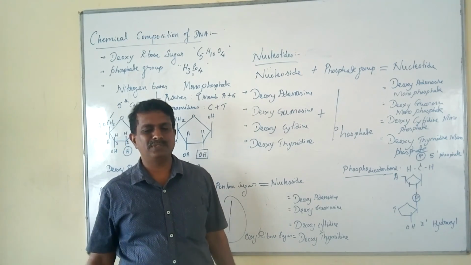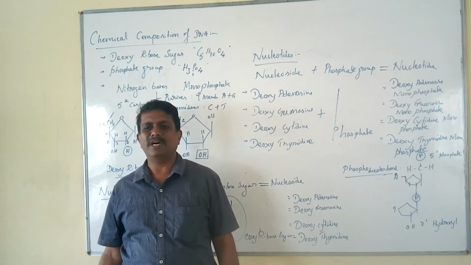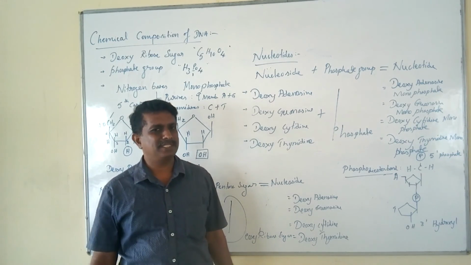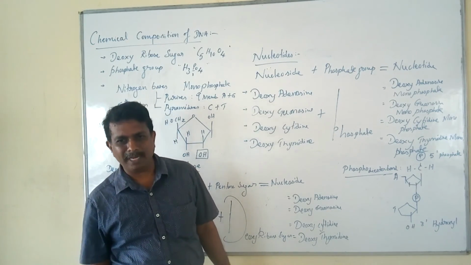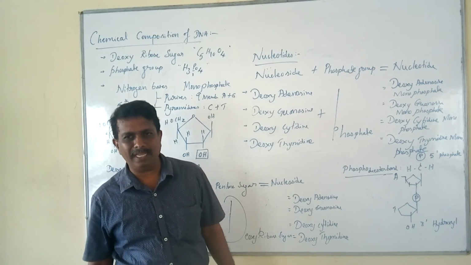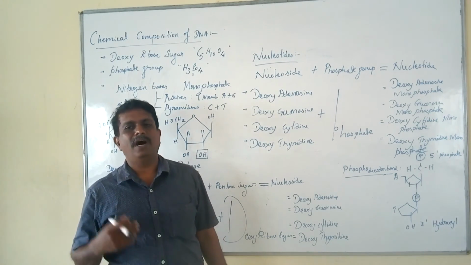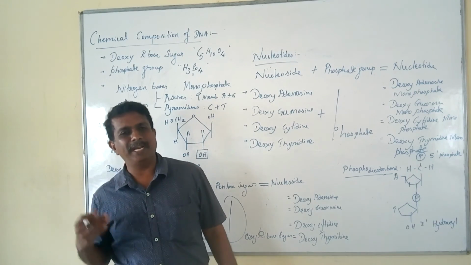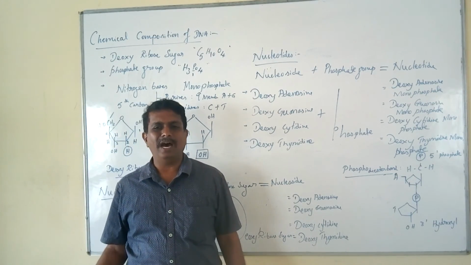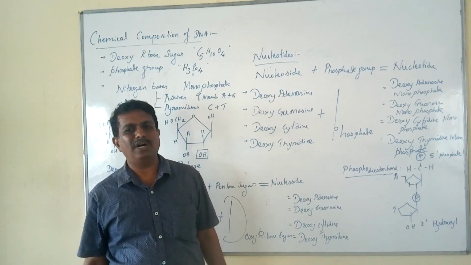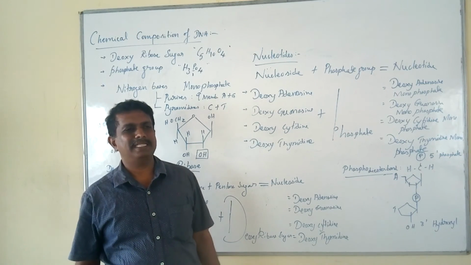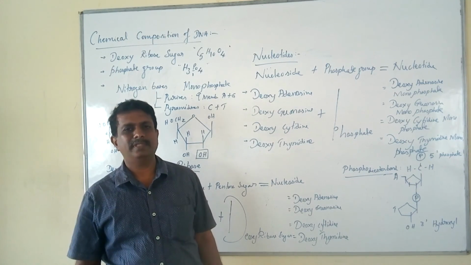This is with reference to the main important features of the phosphodiester bond. It is a chemical bond formed between the phosphate group of one nucleotide and the pentose sugar of another nucleotide, called the phosphodiester bond.